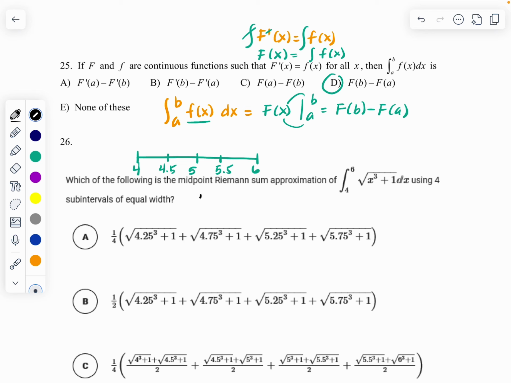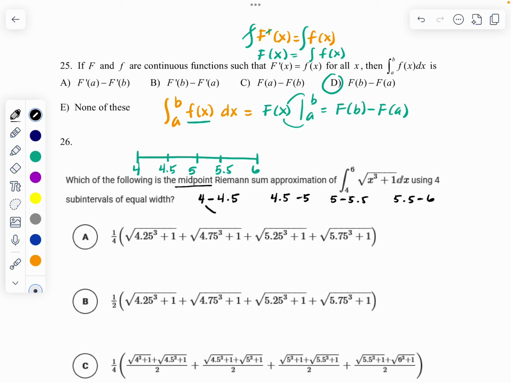So my first interval is from 4 to 4.5. My next interval is from 4.5 to 5. My next interval is from 5 to 5.5. And my last interval is from 5.5 to 6. Okay, and what do I highlight? Well, it wants me to find the midpoint, so I need to highlight the midpoints.